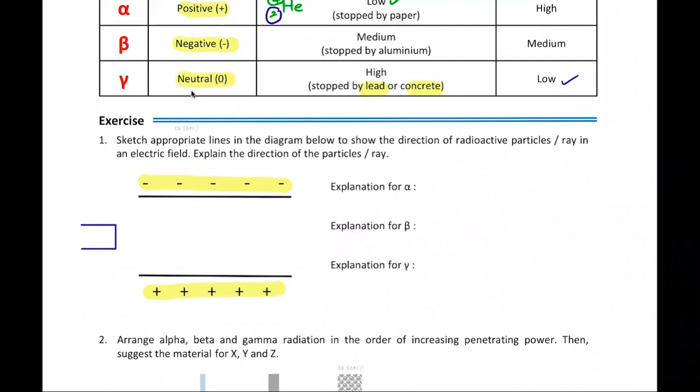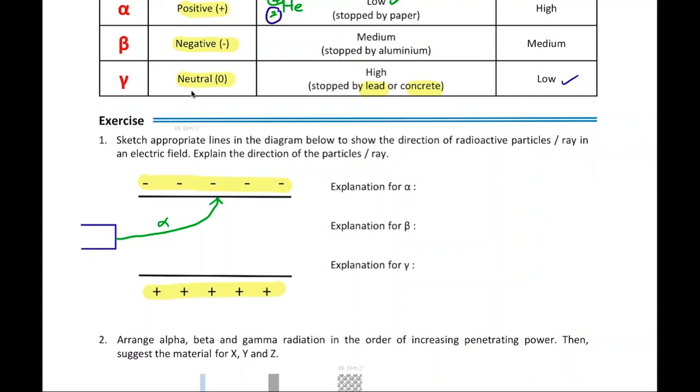Going towards the negative plate. Yes, because opposite charges will attract each other. Yes, correct. So you draw that one going to here, right? Okay, don't forget to show the label. Okay, so this one is alpha.